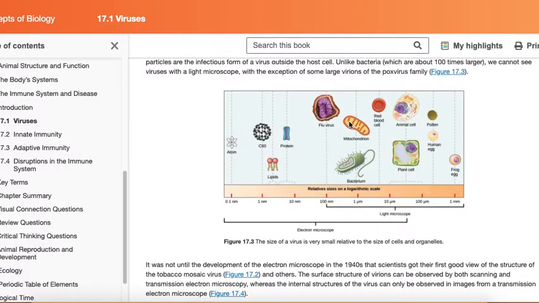Currently they are classified by how they replicate. So a virion consists of a nucleic acid, an outer protein coat, and sometimes an outer envelope made of protein or a phospholipid that the virus derives from the cell that it is on.